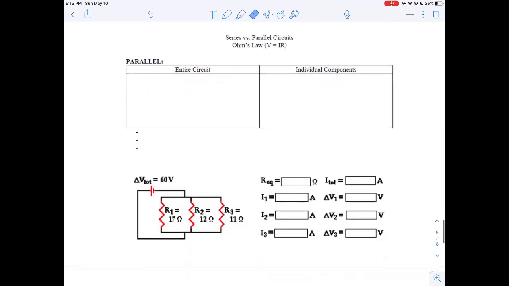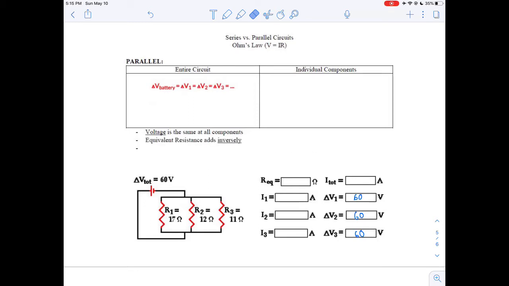So let's talk about how to analyze a circuit that is in parallel. First thing we want to identify is that the voltage is the same for all the components. So right away, if I know the voltage, which I'm given here, I can note that the voltage across each resistor will be equal to 60 volts. Boom. So I right away can fill in 60 for all of these different voltages. Good.